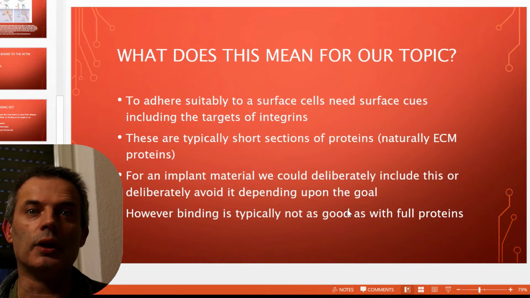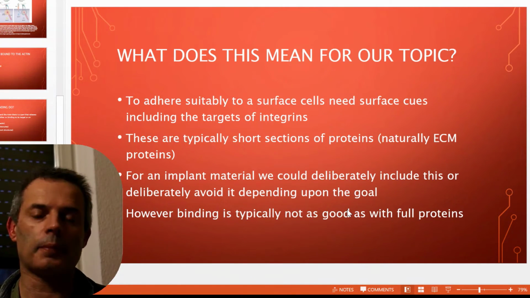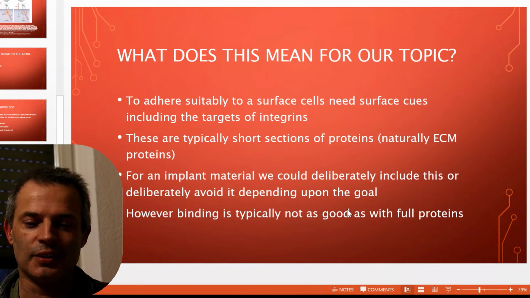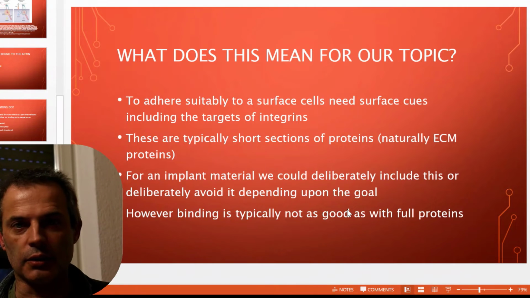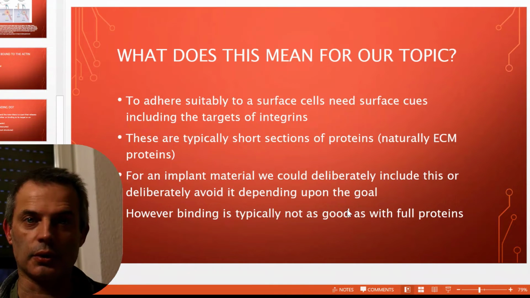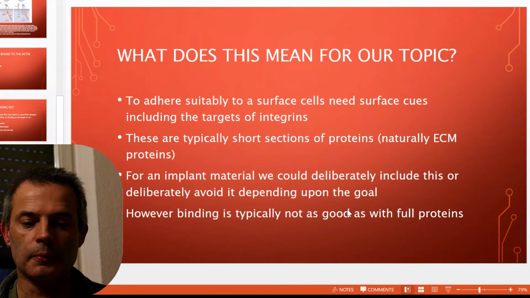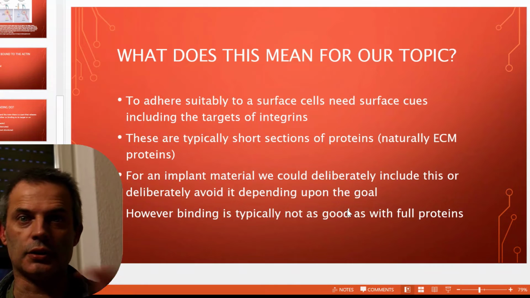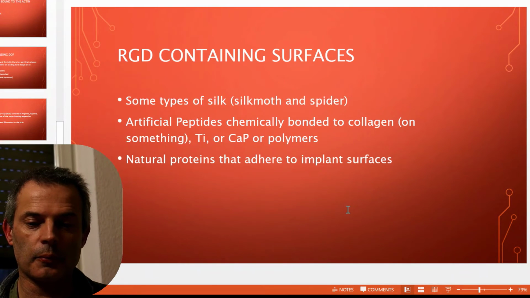Or we could deliberately avoid it to try to avoid cells sticking. Although it's a lot harder to do that than we would expect, because normal protein that's floating around in the cell will attach to our surface, and that will do something then that we can't control quite as easily. Binding isn't typically as good with a short section as it is with a bigger section, but it is better than if you do nothing at all.